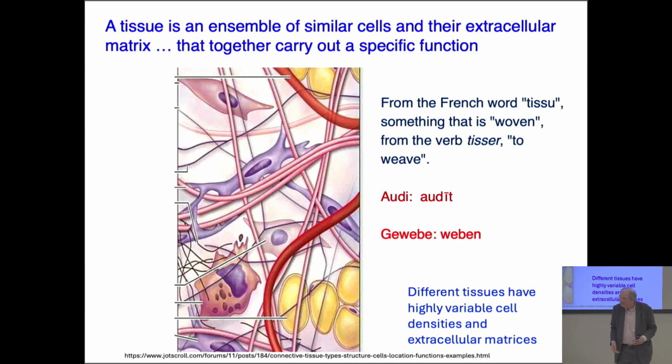And it's also true in German. Gewebe is the word for tissue, and weben is the word for weaving. It's not true in all languages, but in many languages, somewhere in history, people have gotten this idea that a tissue in the body is similar to something that is woven.